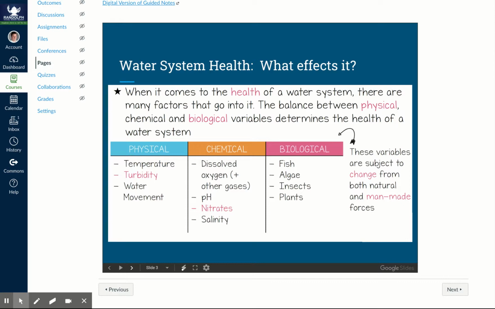Turbidity is the amount of cloudiness or clearness of the water. If you have, let's say, a big rainstorm comes through and there's lots of erosion near a body of water, then that water is going to turn much more muddy and murkier, due to that erosion runoff.